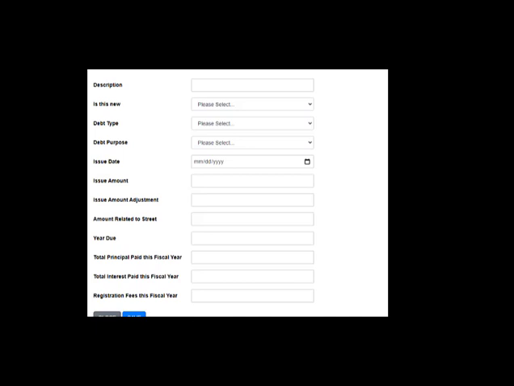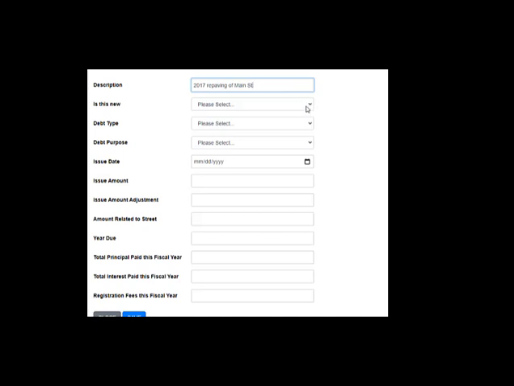The first thing you will put in is a description. That can be anything that you would like to designate your bond or loan as. Describe the project for which the money was borrowed. So if we did a project to repave Main Street, your description might say 2017 repaving of Main Street.